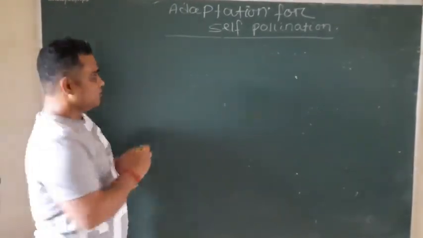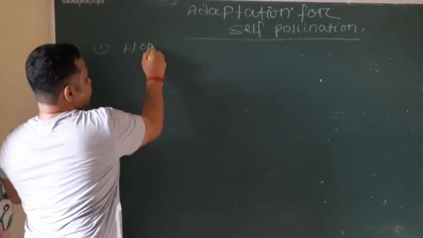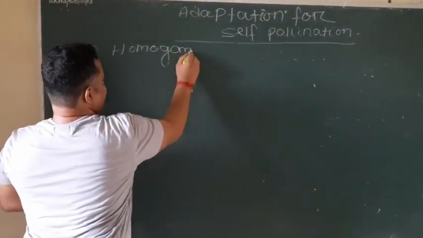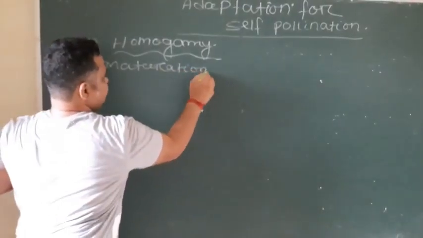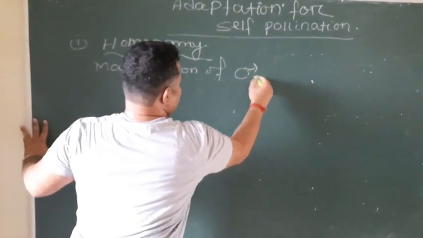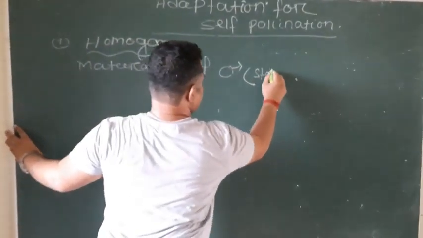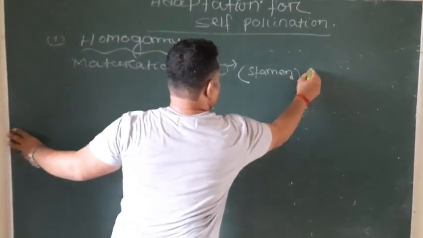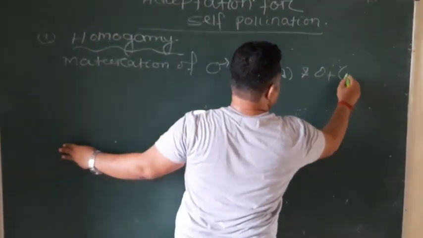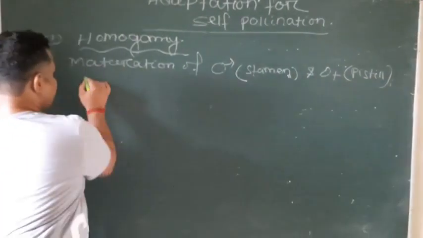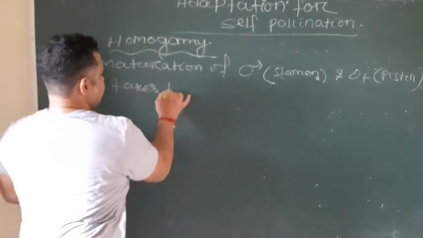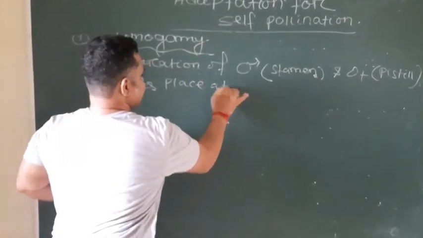The first point is homogamy. Homogamy refers to the maturation of the male part called stamen and the female part called pistil taking place at the same time.